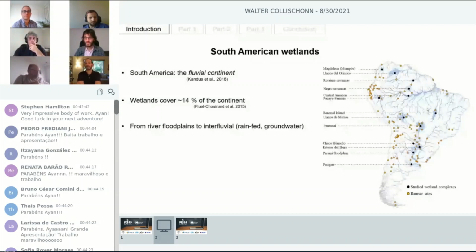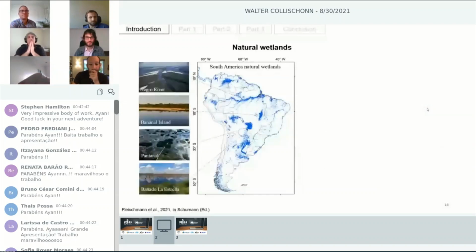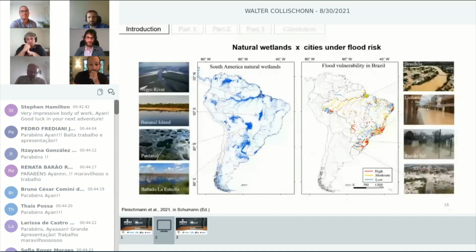And in orange circles, all the Ramsar sites in South America, more than 100, which relates to these wetlands of international importance. And if you have, on one hand, the natural wetlands, we also have many cities and urban areas along these floodplains, which have been facing intensifying flood risk in the last decades.